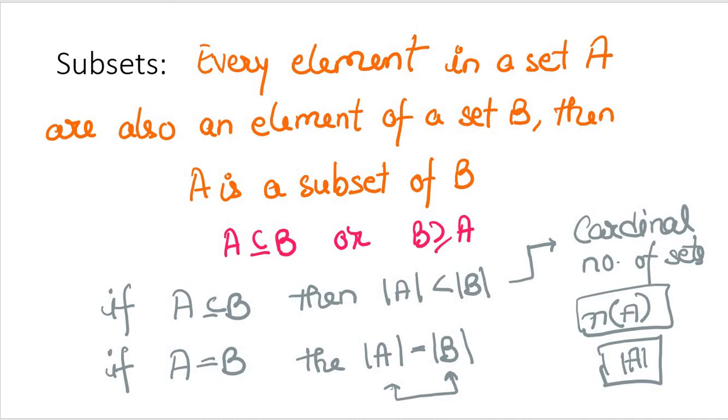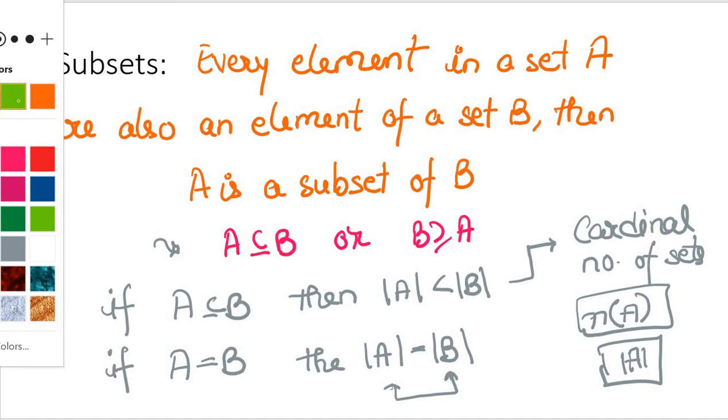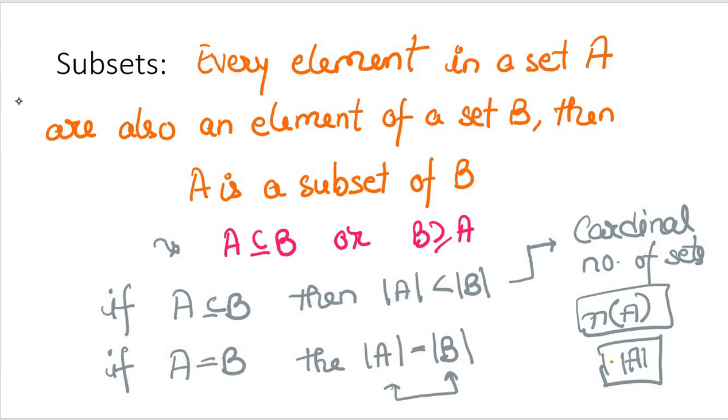If in this particular scenario, for this particular setup, at least one element of A does not belong to B, then we say that A is not a subset of B, and in that case, we write this particular thing as A is not a subset of B, or I can write it in this format as well.